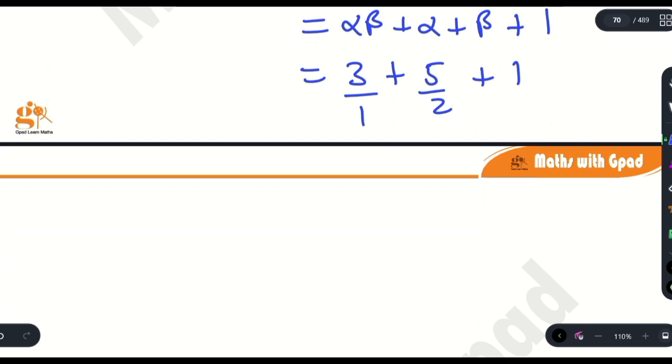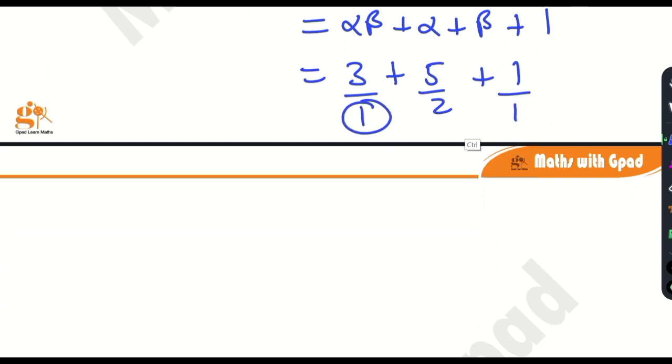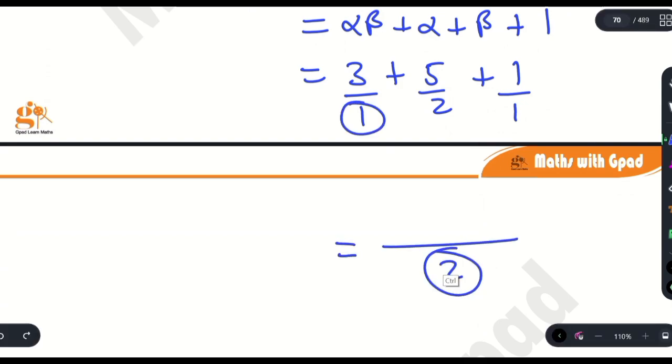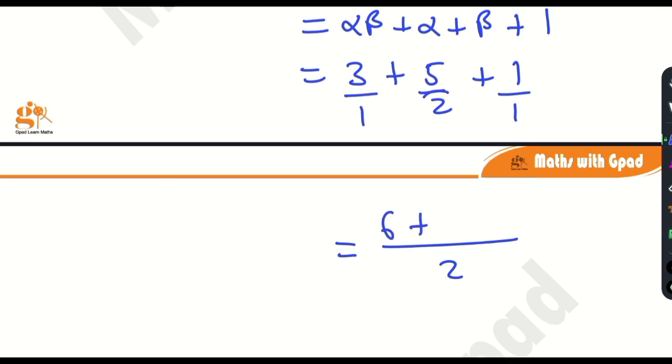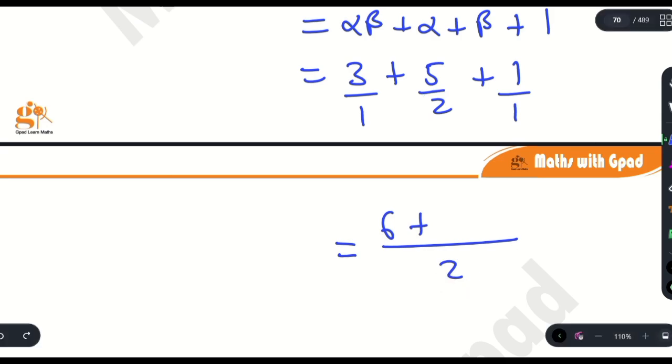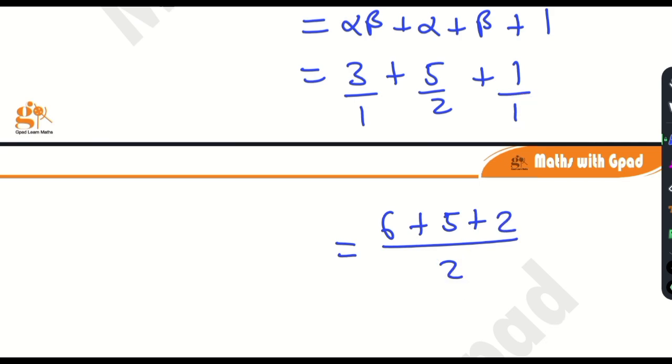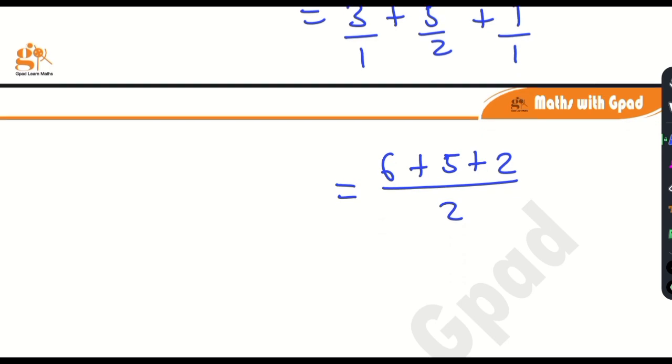If I write over 1 here, the LCM of 1, 2, and 1 is what? Is 2. And then 1 into 2 is 2. 2 times 3 is what? 6. And then 2 goes into 2, you have 1. 1 times 5 is 5. 1 into 2 is 2. 2 times 1 is 2. What do we have? 6 plus 5 is 11. 11 plus 2 is what? 13. So we have 13/2. We can say the product of roots is what?